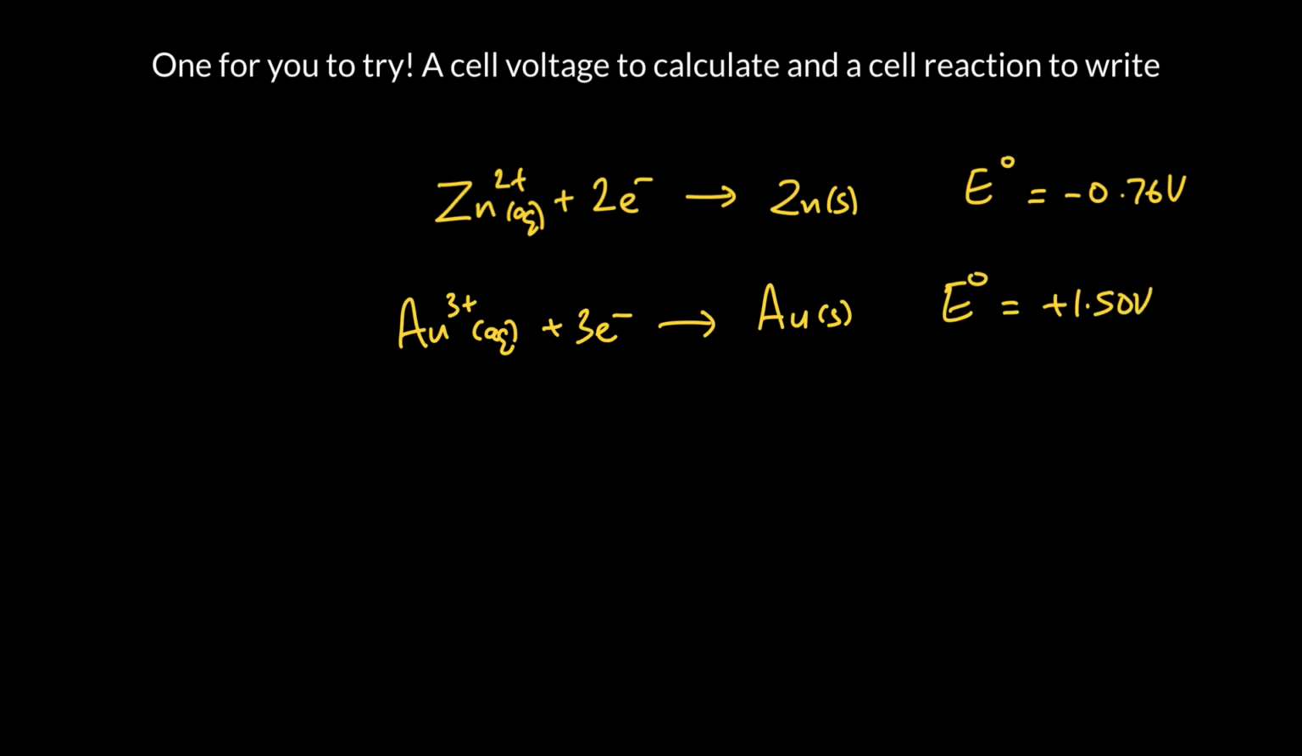1.5 volts. So can you take this information and figure out: A, what would the cell diagram be for a spontaneous cell built out of these two redox reactions? B, what's the cell voltage going to be? And C, what would the overall chemical equation be? So pause the video and have a go. If you get stuck, unpause it, and hopefully pause it after each one of those three things to see if you can figure it all out.